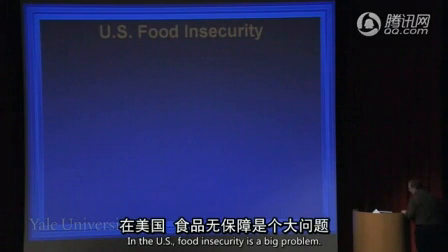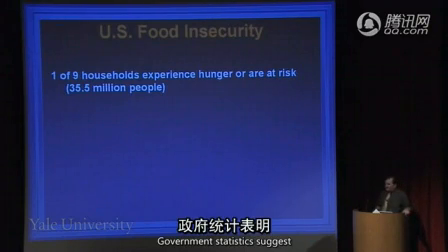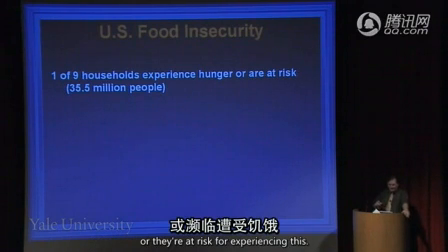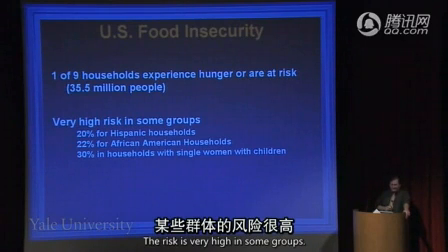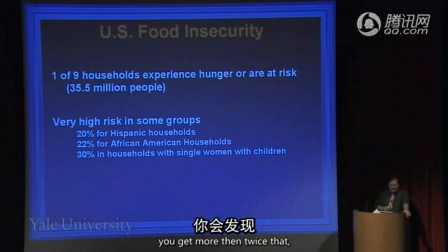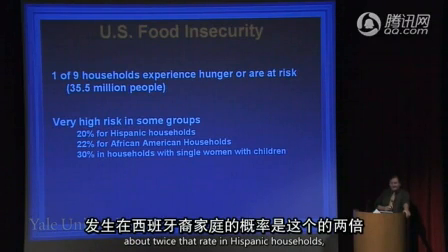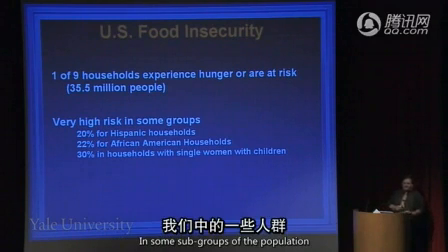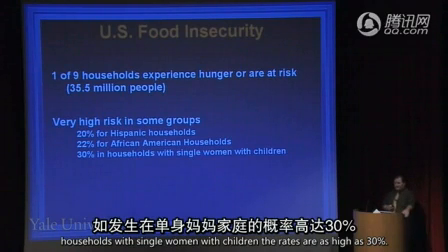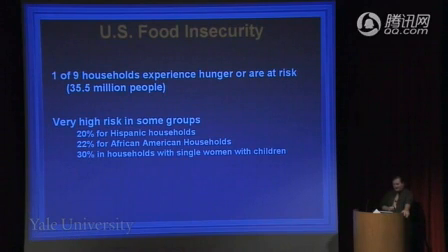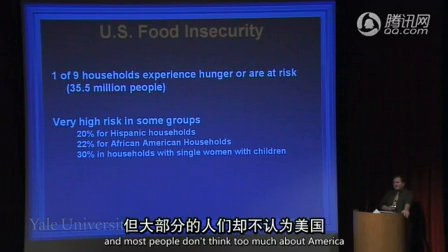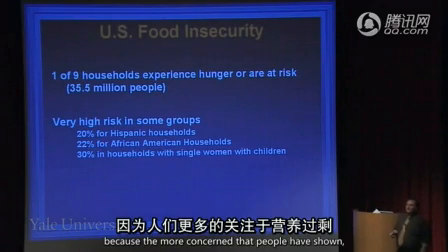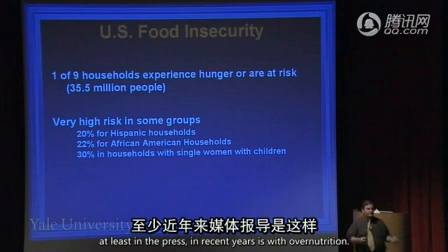In the U.S., food insecurity is a big problem. Government statistics suggest that 1 out of 9 households experience hunger or are at risk for experiencing this. The risk is very high in some groups. If the base rate is 1 in 9, you get about twice that rate in Hispanic households and a little bit more in African American households. And in some subgroups of the population, households with single women with children, the rates are as high as 30%. So these are pretty alarming statistics, and most people don't think too much about America being a place where hunger exists, because the more concern that people have shown, at least in the press in recent years, is with overnutrition, and that certainly is an issue.